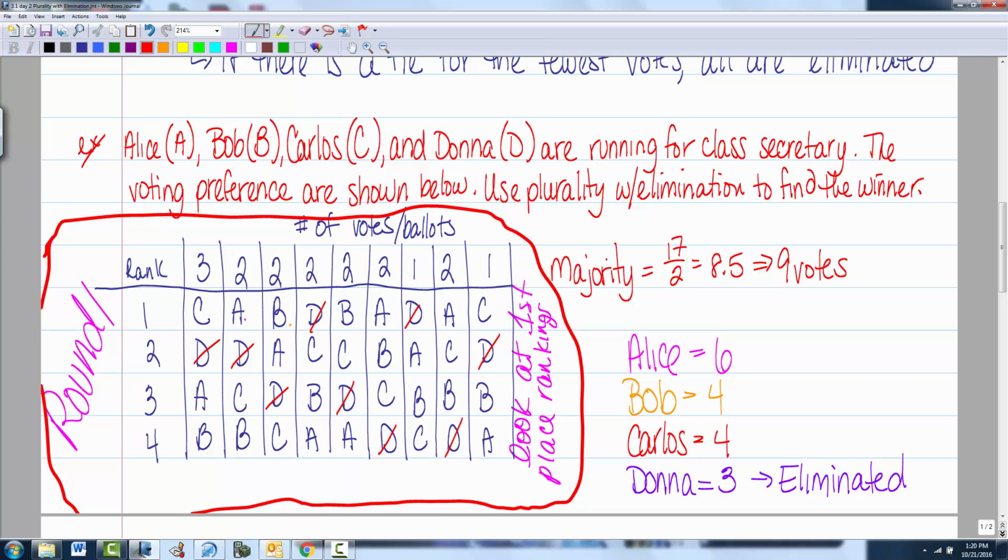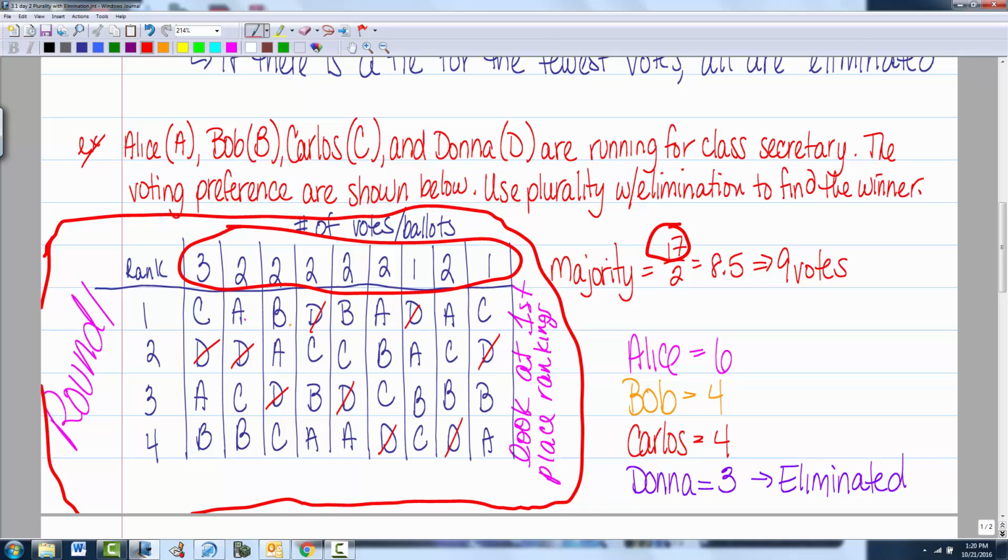Okay, so Alice, Bob, Carlos, and Donna are the runners for class secretary. You have to create a ballot and write like this person first, second, third, and fourth, and then turn it in. Then we tally it up. Now, when I first looked at this, I got confused. This is the number. Okay, now you got to figure this out. There's 17 voters. This adds up to 17.